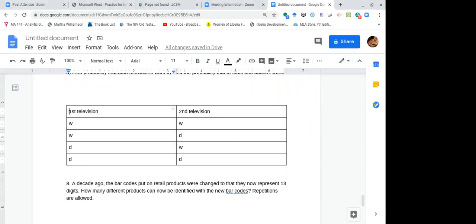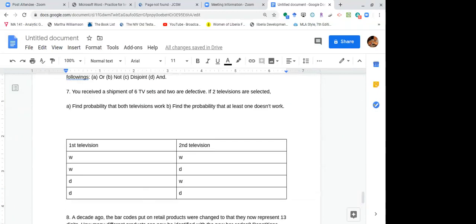So the first television and the second television, right? Here's your little breakdown. The first television works, the second one works. The first one works, the second one doesn't work. The first one doesn't work, and the second one works, or the first television doesn't work and the second one doesn't work. Okay, that's kind of the breakdown. It says you receive a shipment of 6 TVs and 2 are defective. Now, this just gives you the breakdown. They're not all equally likely here. Okay, so you have to be a little bit careful.